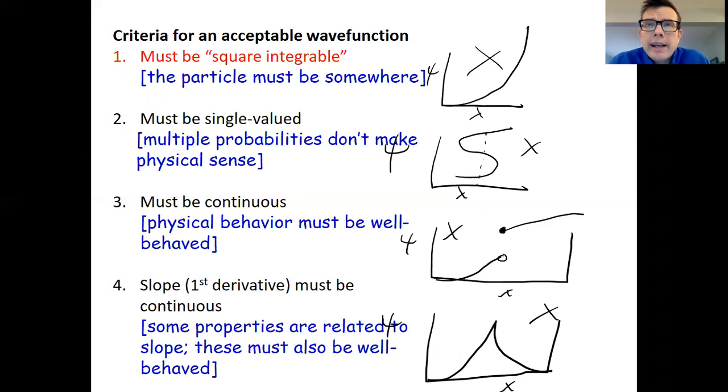So there's this famous saying about quantum mechanics, which is that quantum mechanics is weird, but it's not kinky. No kinks in quantum mechanics. All right, I will stop there, and we'll move on to the other postulates in the next video.